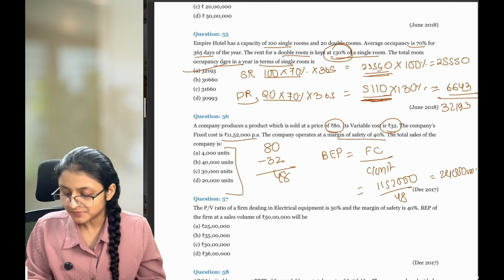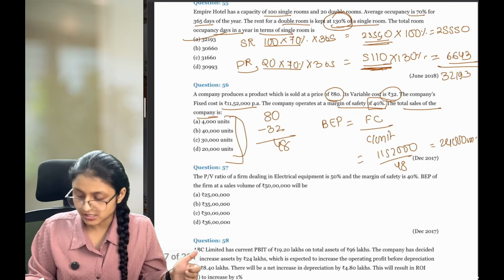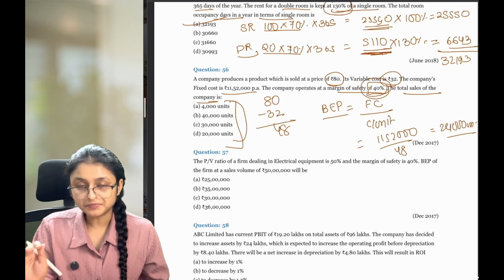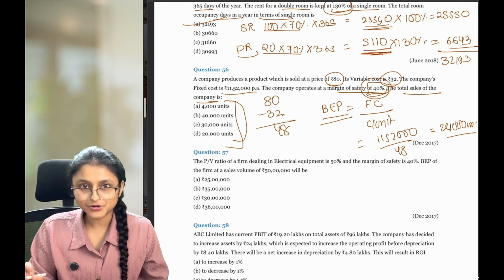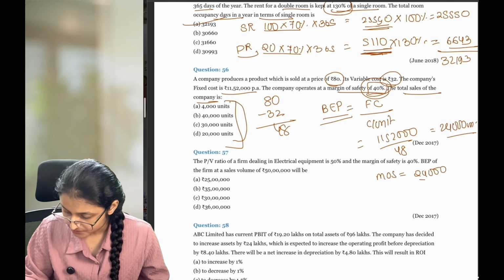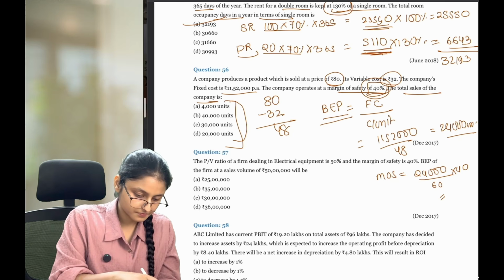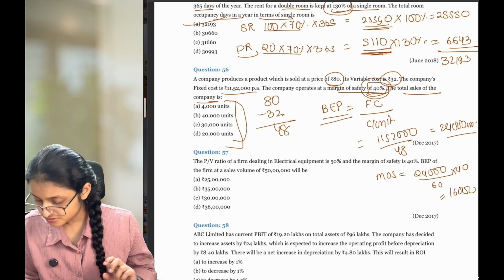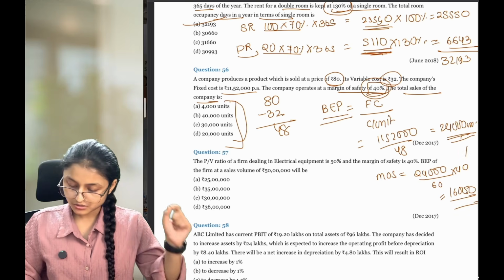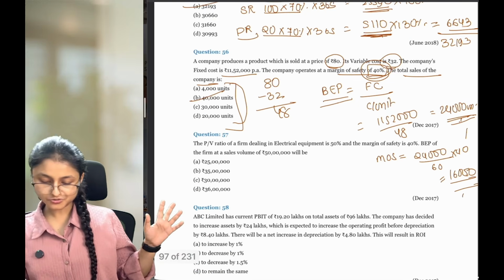The company operates at margin of safety of 40%. The total sales of the company in the units. You have to tell the total sales. How to calculate total sales? I already know my break-even point. I already know that my margin of safety is 40%. That means my break-even point is 60%. So margin of safety will be 24,000 denotes 60%. We want to calculate for 40%. This is equal to 16,000. So 16,000 is margin of safety units plus break-even point units together will give you the total sales units. 24 plus 16 is 40. 40,000 units is the total sales units.